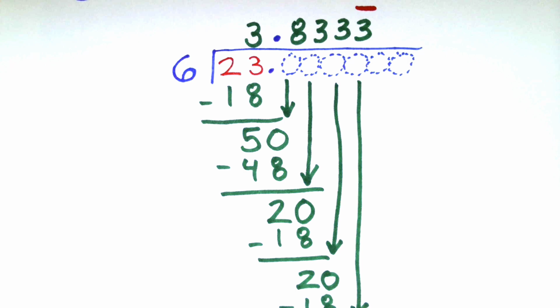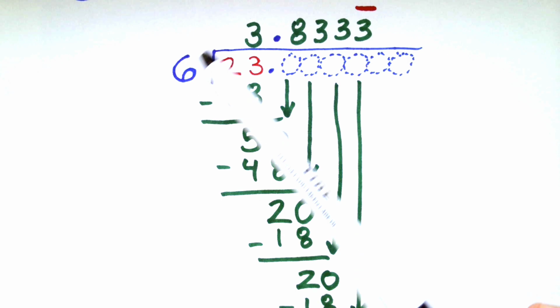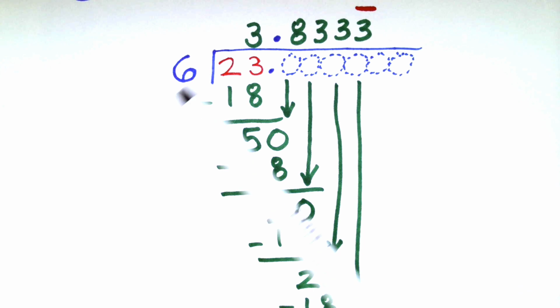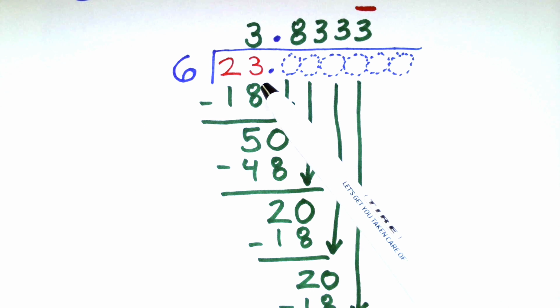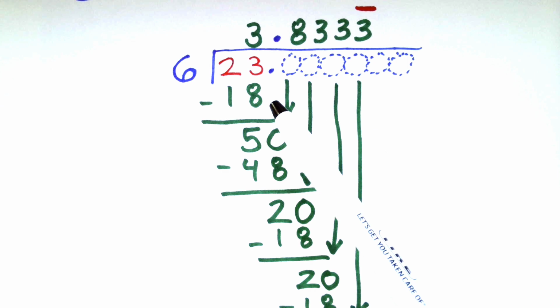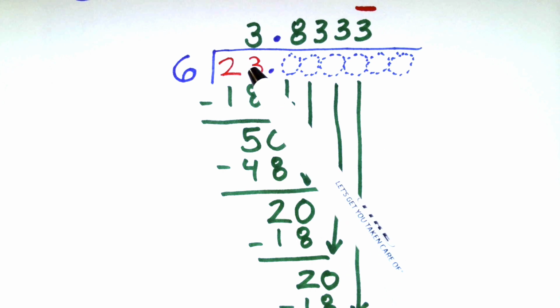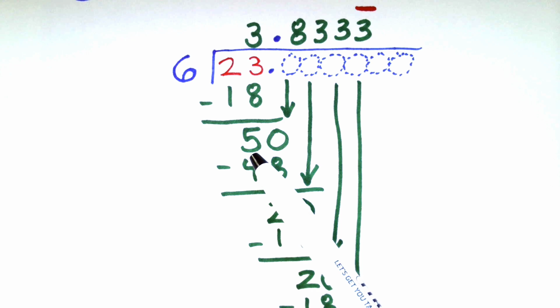This is long division. All right, so 6 times what whole number will give me the value of 2 as a product? None. So there's a placeholder of 0 right there. The number to the right of 2 is 3. I know that 6 times 3 gets me closest to 23 without going over. 6 times 3 is 18. I'm going to subtract 18 from 23. 23 minus 18 is 5.